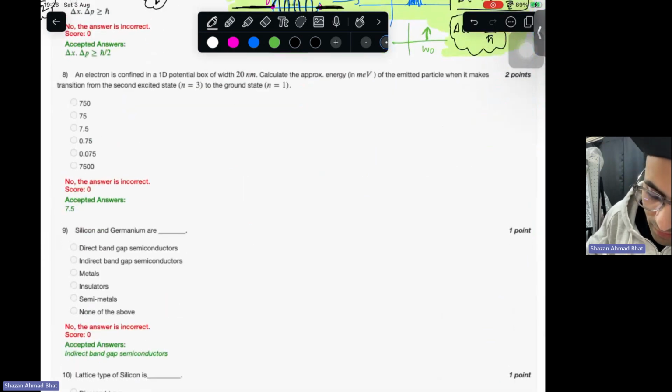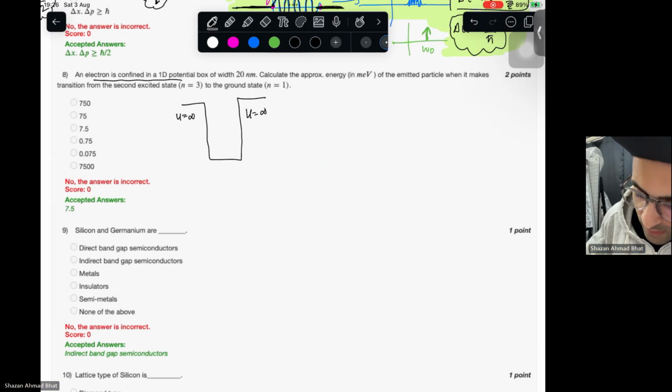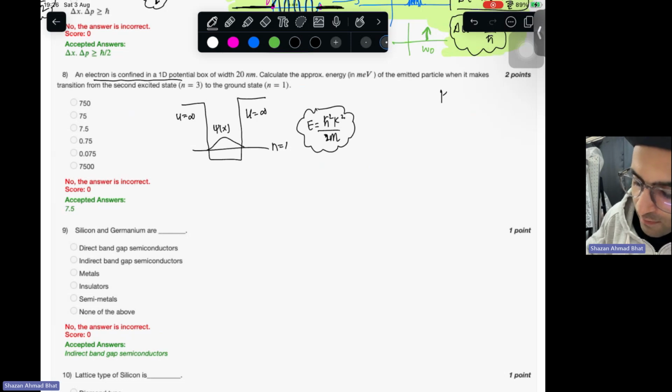Now question 8 says that an electron is confined in a 1D potential box. Again, we are considering an infinite potential well, where the electron is in the n equals 1 level. It has the wave function looking something like this, and energy is given by h bar square k squared divided by 2m. It again comes from the same fact, because we wrote the small k as the square root of 2mE divided by h bar, and when you compute the E from it, you get h bar square k square divided by 2m.